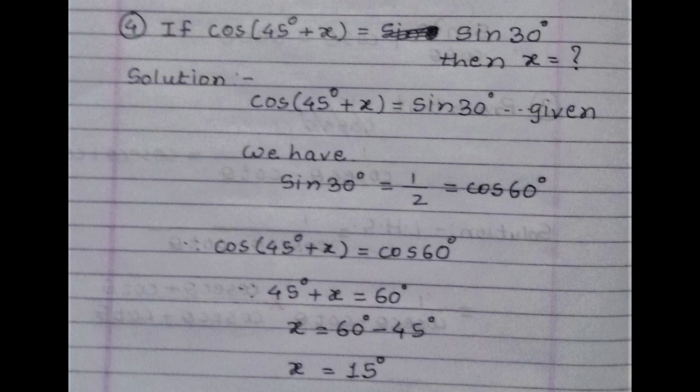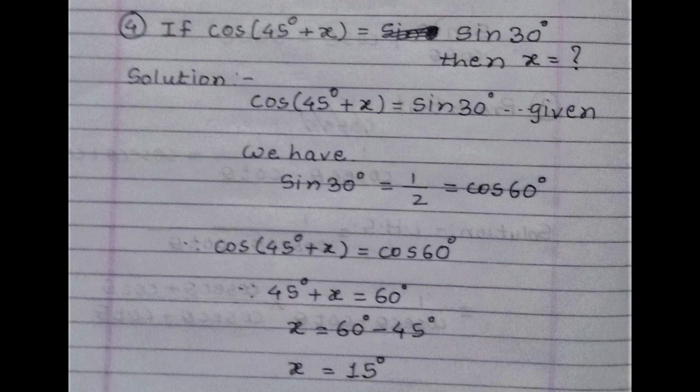Now, a simple equation, 45 degree plus x is equal to 60 degree. Therefore, x is equal to 60 minus 45. So, what is the value of x? x is equal to 15 degree.